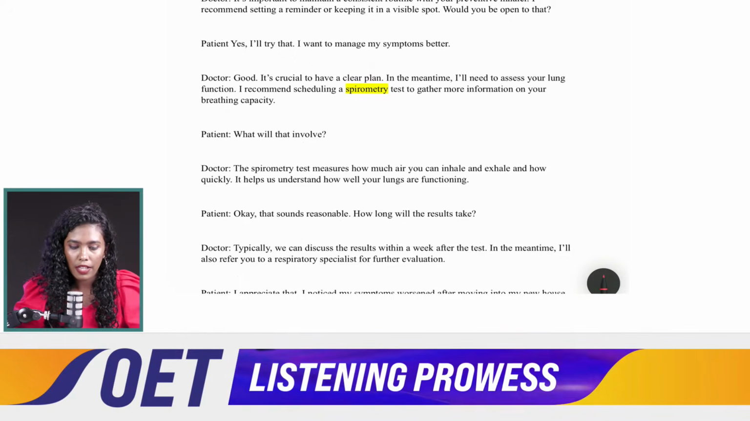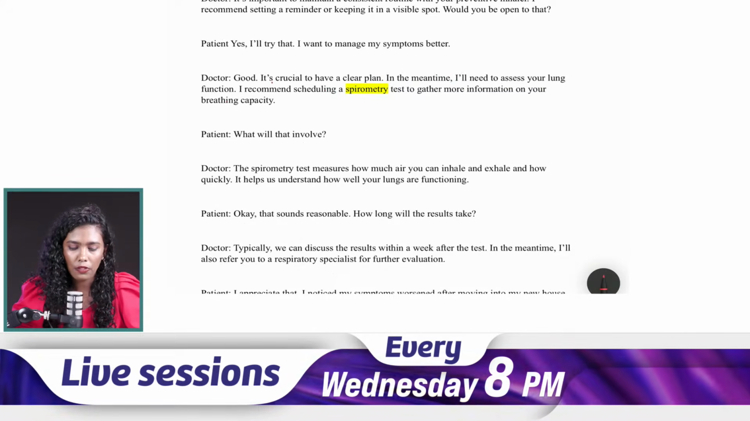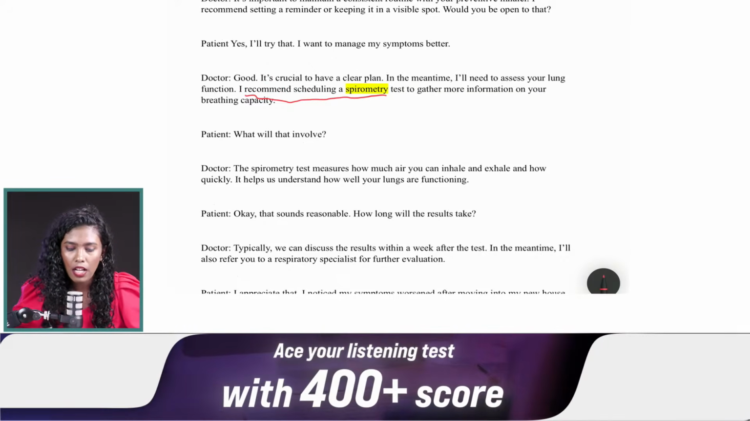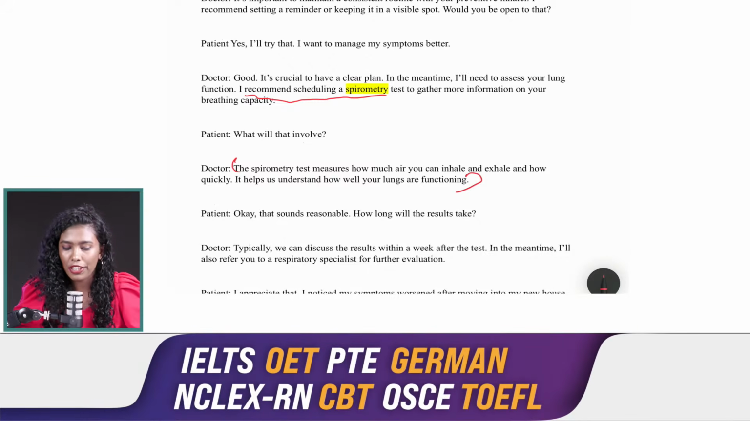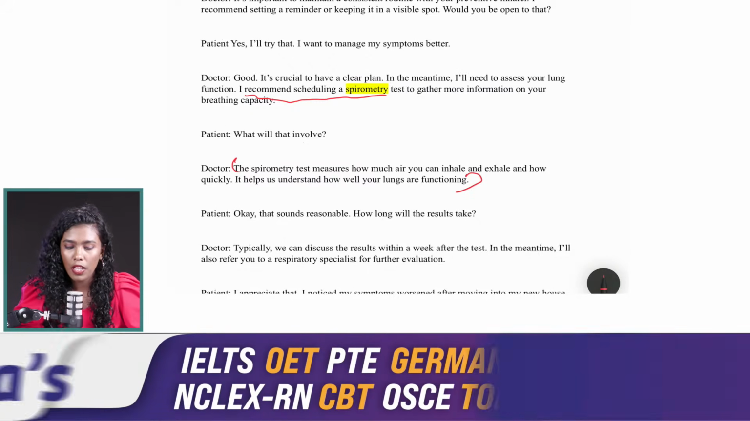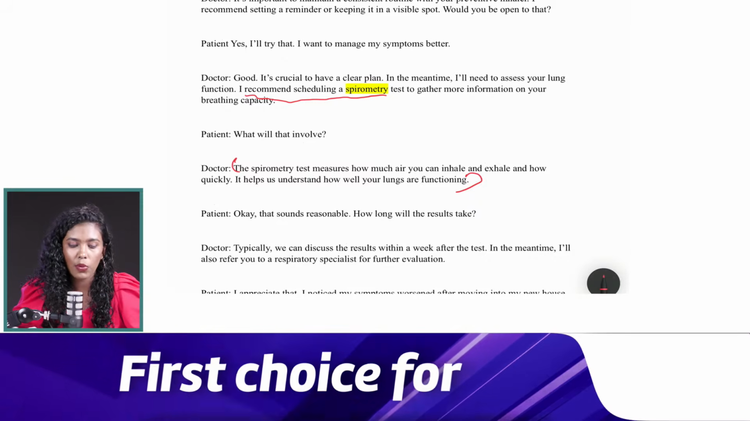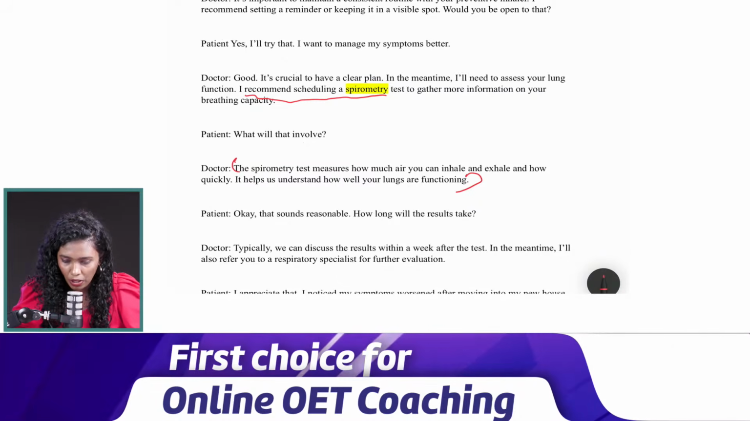Okay, so here it is mentioned, it is crucial to have a clear plan. In the meantime, I'll need to assess your lung function, and the doctor is recommending scheduling a spirometry test. Here it is mentioned what exactly a spirometry test is: it measures how much air the patient can inhale and exhale and how quickly they can do the same. So it will help them understand how well the lungs are functioning. So this information is already clear.